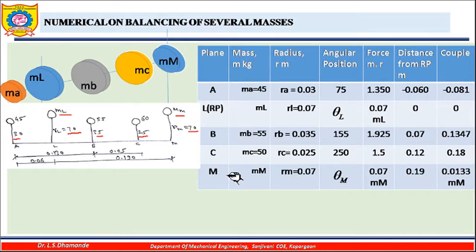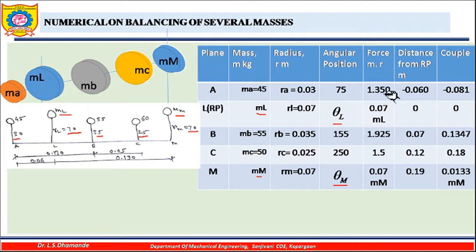Now let us see in this table, from left to right I have listed all these different planes. So first is your A plane, then L plane, then B, then C and M. So masses are written accordingly. These are nothing but the unknown masses and the unknown angular positions theta L and theta M. Now I have to find out the force. So actually the force is m r omega square. I'm just avoiding writing the omega square over here, because all the masses will be rotating at the same angular speed.